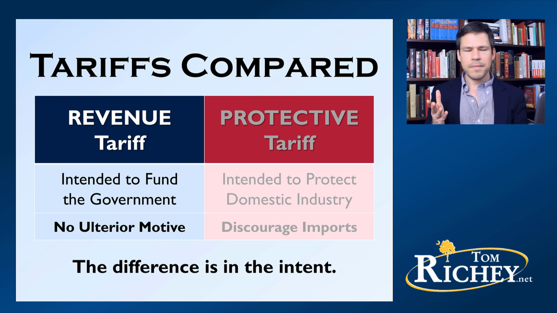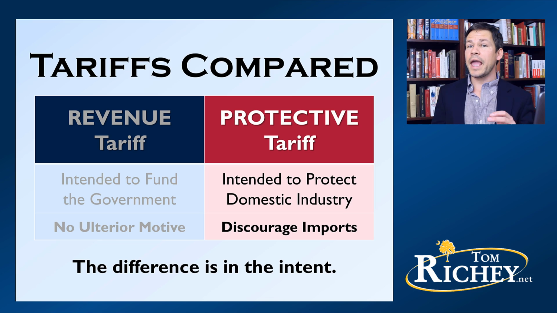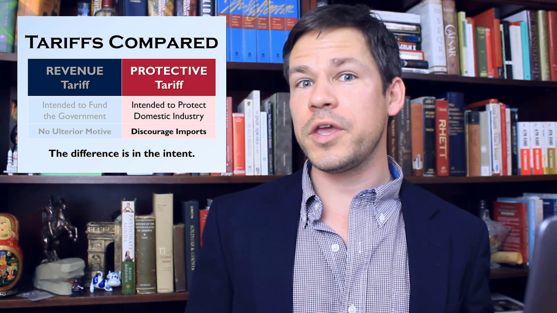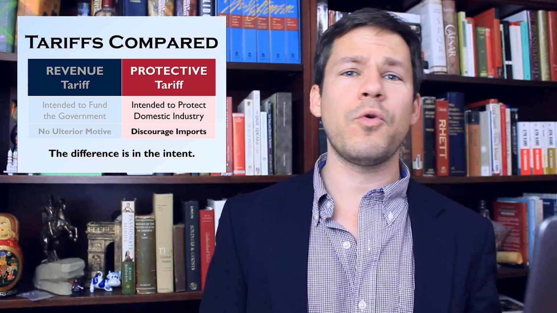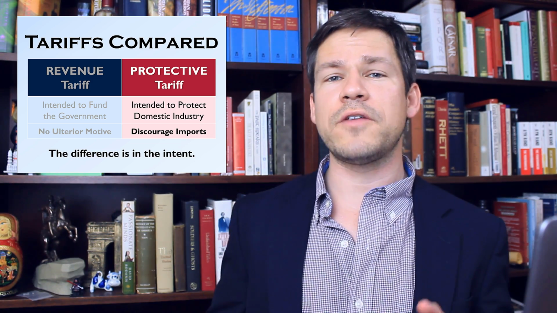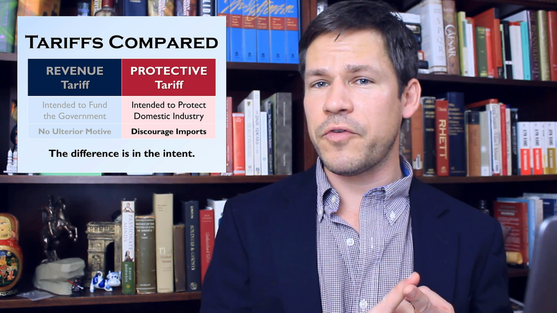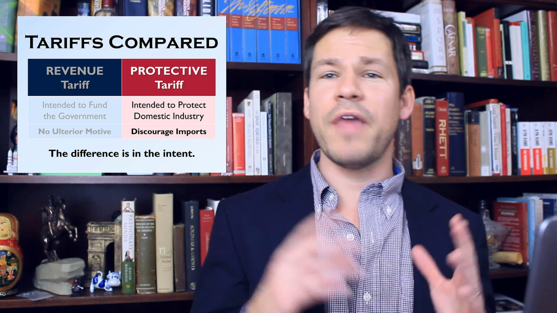So, very quickly, on a graphic organizer, a revenue tariff is intended to fund the government with no ulterior motive. That is the only purpose. Whereas a protective tariff is intended to protect domestic industry and to discourage imports. That's why protective tariffs were especially controversial in early U.S. history, because the United States was a primarily agricultural economy. And the people who were advocates of protective tariffs wanted to do so in order to develop native industry. So when you think about Alexander Hamilton in the founding generation and then Henry Clay in the antebellum generation, that's what you're looking at there.